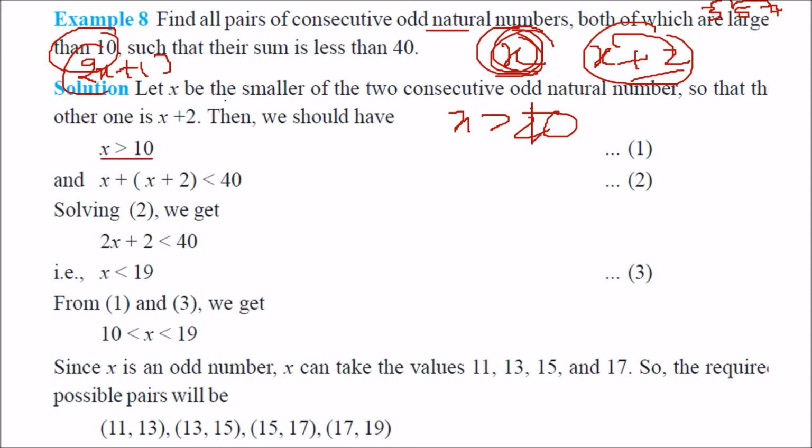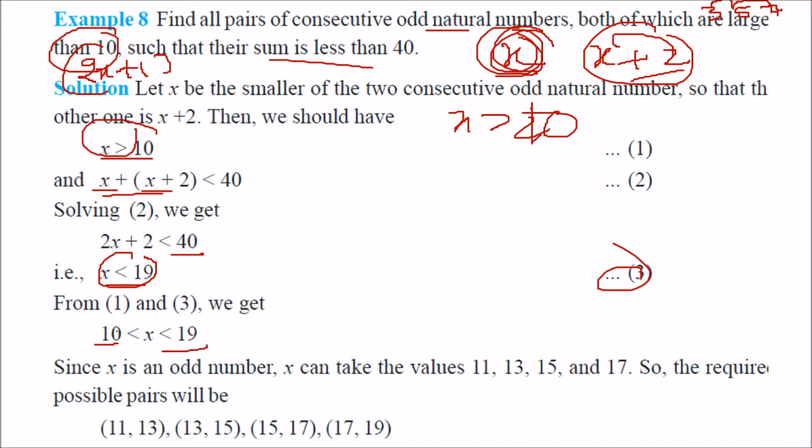And what about the second condition? The sum is less than 40. So x plus x plus 2 is less than 40. Right? So what we get here is 2x plus 2 is less than 40, so x is less than 19. So x is less than 19 is the second inequality. But the first inequality was x greater than 10. So x needs to be between 10 and 19.